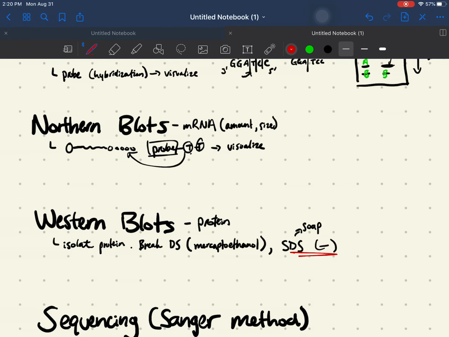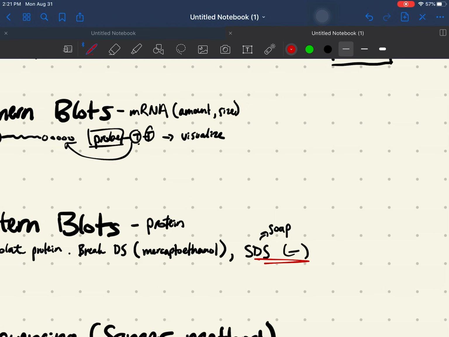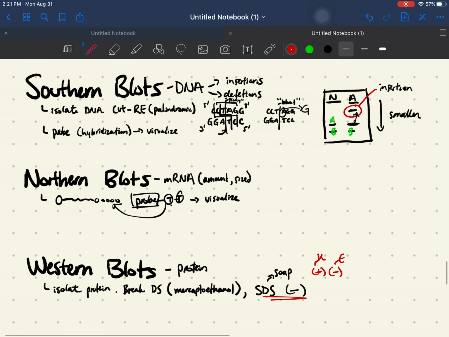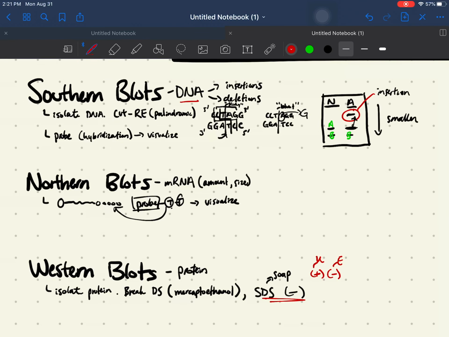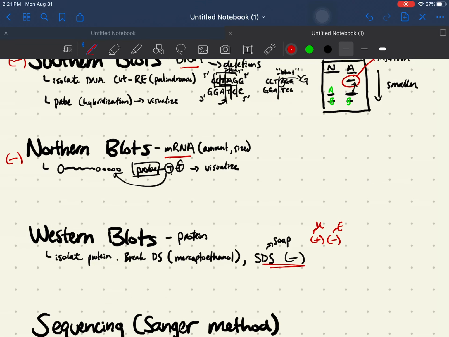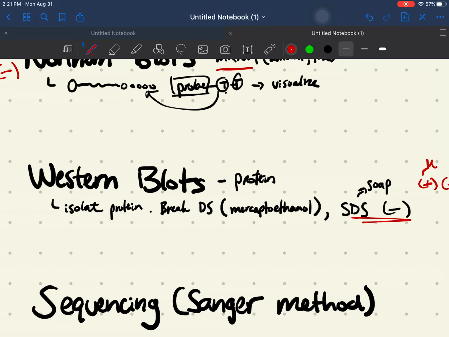Now, the reason why you would want to give a protein that negative charge is because, remember, your protein has positively charged and negatively charged areas. For example, like lysine, or like your glutamic acid, right? So in comparison to your Southern blot and your Northern blots, which test for DNA and RNA, remember that DNA and RNA both have this negative charge because of the phosphate groups, and they don't have any other charges, so you don't need to add something like sodium dodecyl sulfate, okay?